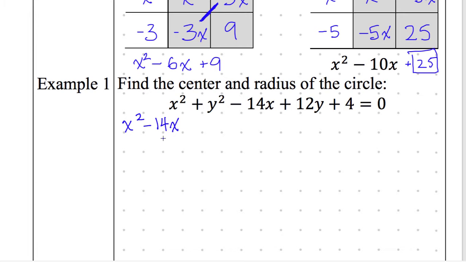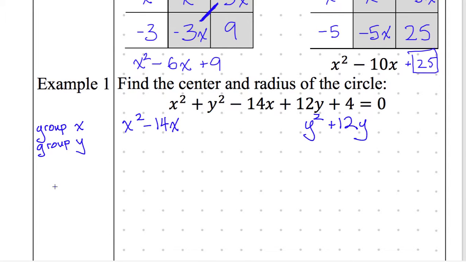Then I'm going to worry about the y's. I'm going to do the y's on the far right-hand side of my page. So the y squared plus 12y. I'm going to group all the x's. I'm going to group all the y's. So on the left-hand side here, I'm going to write what I just did. Group x, group y.